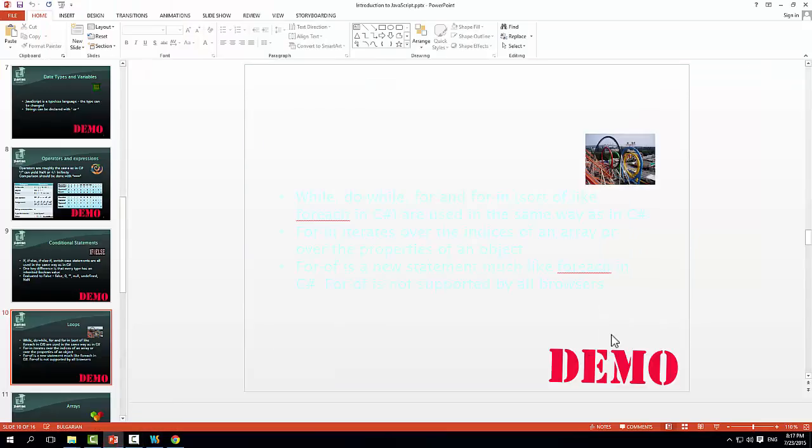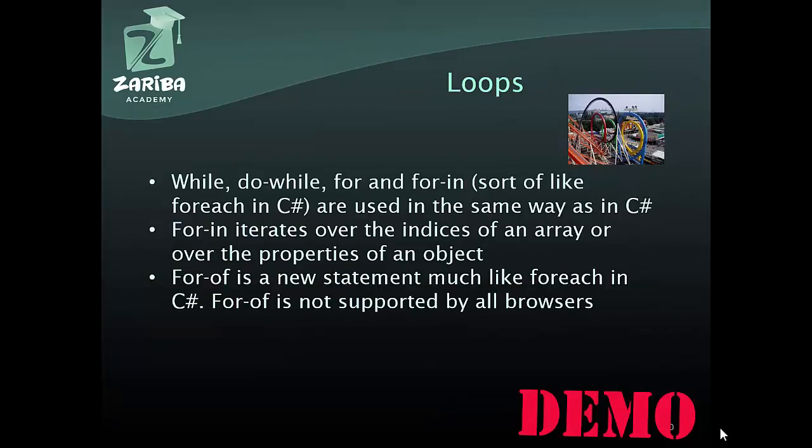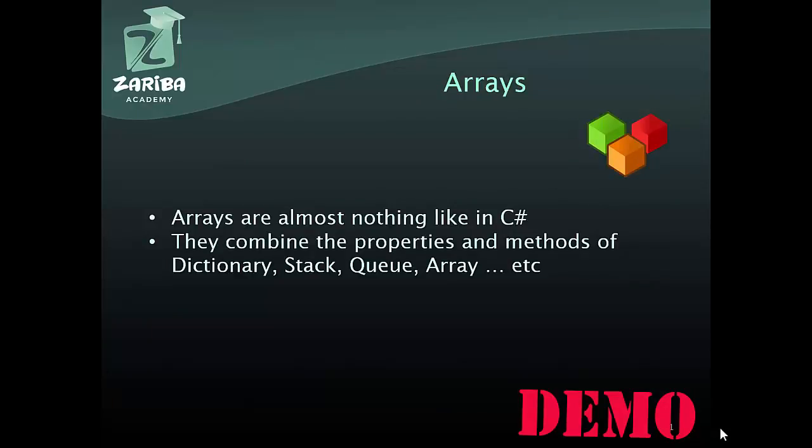Let's keep going. Okay, arrays, unlike the other things that we've tested, they're almost nothing like in C#. They combine the properties and methods of dictionary, stack, queue, array, what was the jagged array, lists, and so on. So all of that is in a single object, which they call array. And to me, this is really not an array. So you can do all kinds of weird things with arrays, and I'll show you some of those now.